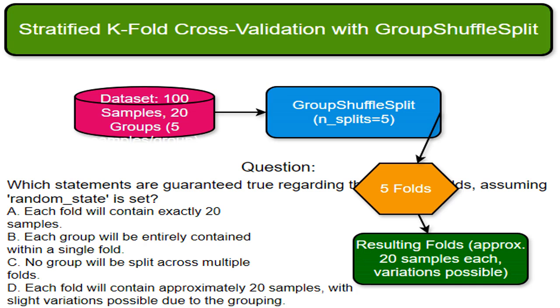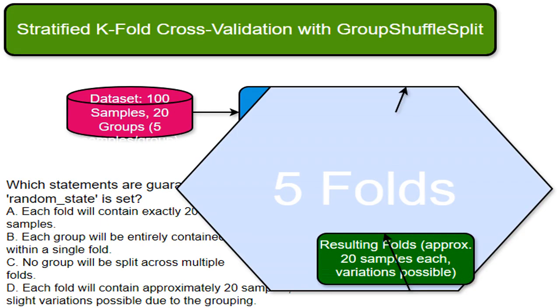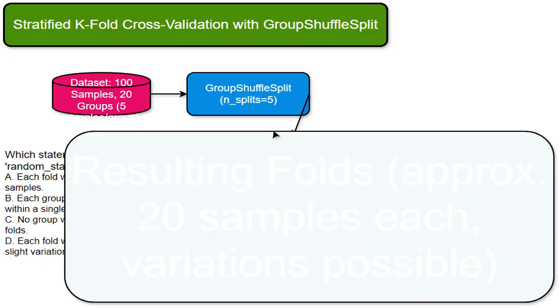cross-validation, which means it tries to keep similar proportions of each group across folds. My goal is to divide the data into 5 separate folds for evaluation. This is the standard K-fold cross-validation. Because I am prioritizing keeping groups together.